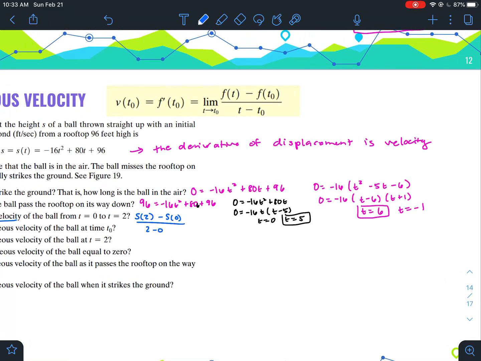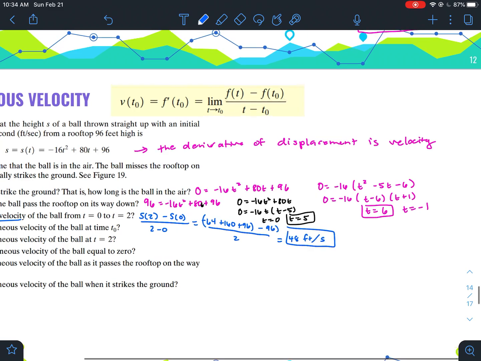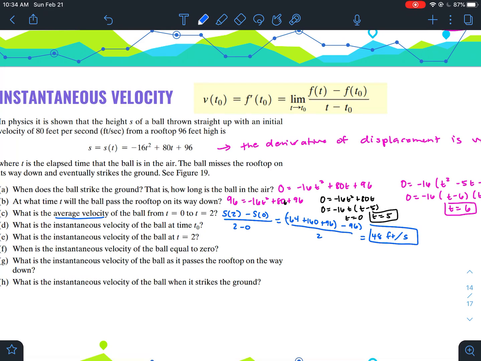So we're going to plug in 2, and so we're going to have negative 64 plus 160 plus 96, and then minus plug in 0, and we would get 96, and then all over 2. And so we would get 96 minus 96 goes away, and then we would have 160 minus 64, which would be 96, and 96 divided by 2, so this would be 48 feet per second. So the average velocity of the ball between 0 and 2 seconds would be 48 feet per second.